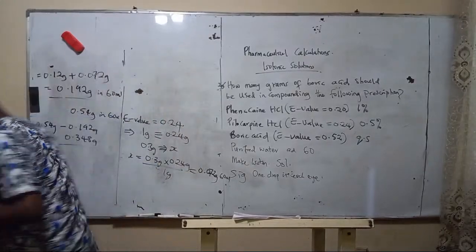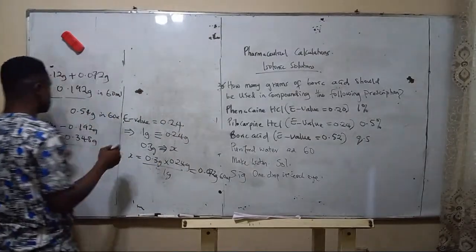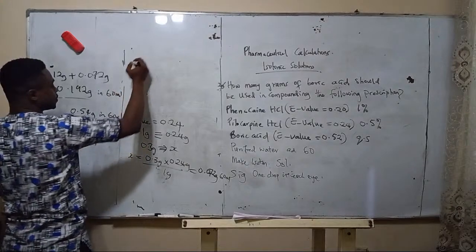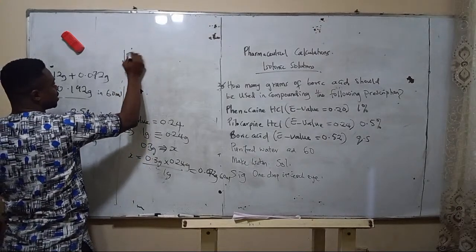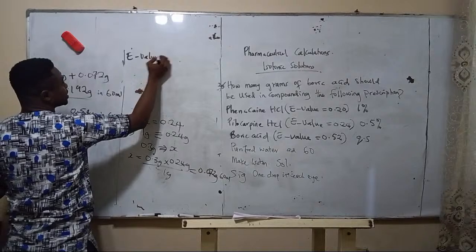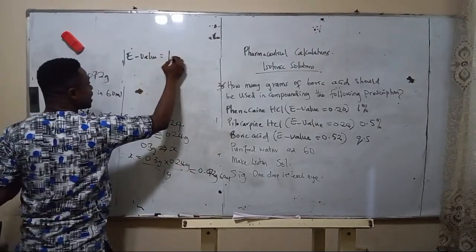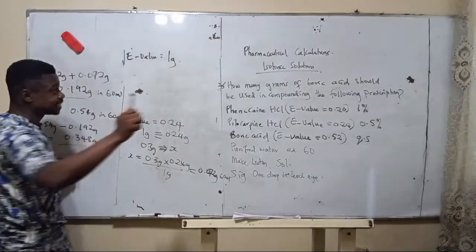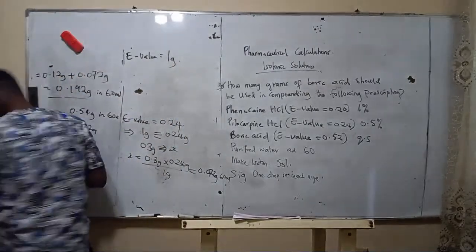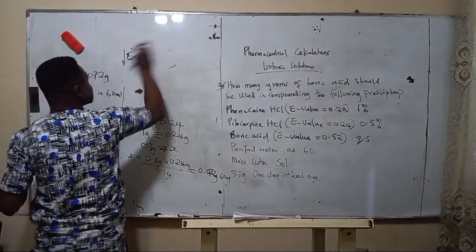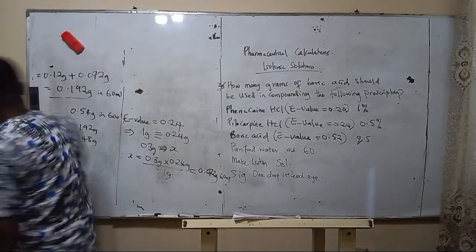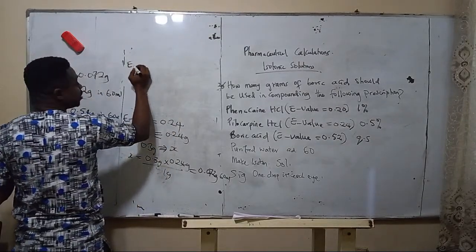We now have... remember that the E value of boric acid is 0.52, which means that 1 gram of boric acid. Remember that the E value of boric acid is 0.52. Let me use BA for boric acid.